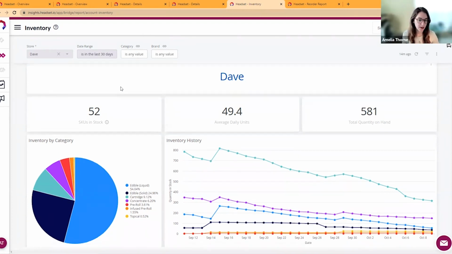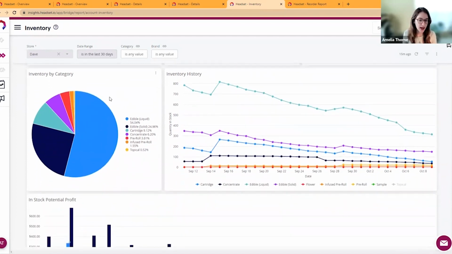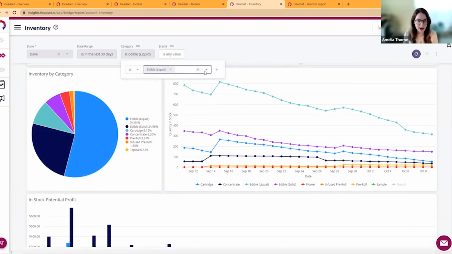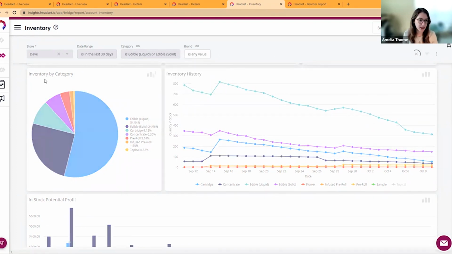Before filtering anything, I'm going to look at inventory by category. I can see here that at Dave, we have a lot of category mix of edible liquids, so maybe beverages, things like that. And then next to that is solid edibles. The rest of these are kind of smaller chunks. So maybe I just want to focus on my edible mix. I'm going to filter by edible liquid and edible solid here, not focusing on any particular brand because I really want to make sure that the product mix is good.